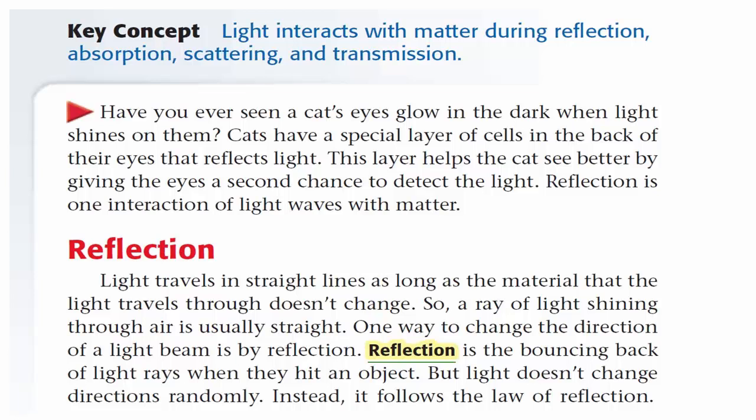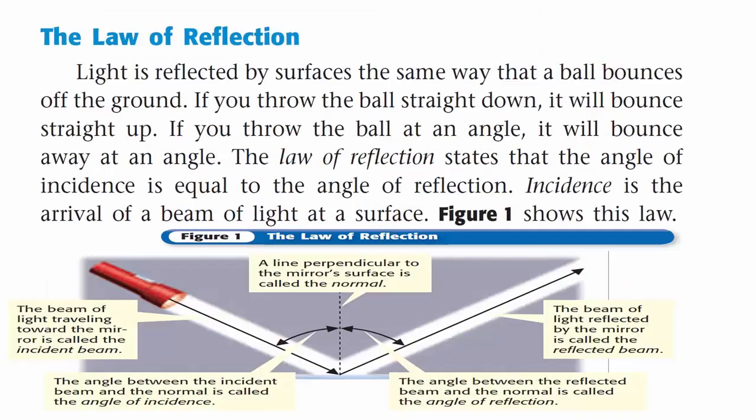But light doesn't change directions randomly. Instead, it follows the law of reflection. Light is reflected by surfaces the same way that a ball bounces off the ground. If you throw the ball straight down, it will bounce straight up. If you throw the ball at an angle, it will bounce away at an angle. The law of reflection states that the angle of incidence is equal to the angle of reflection.